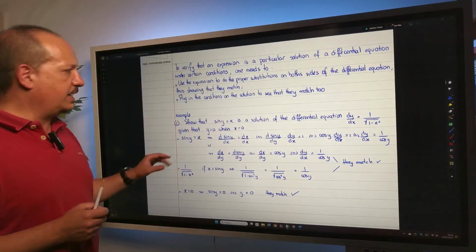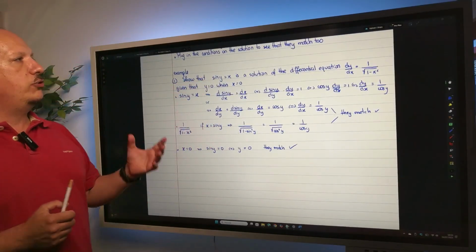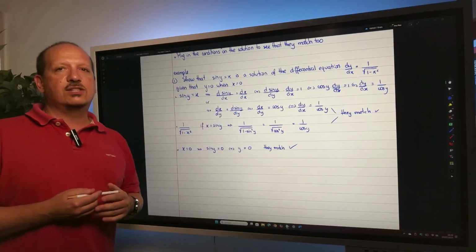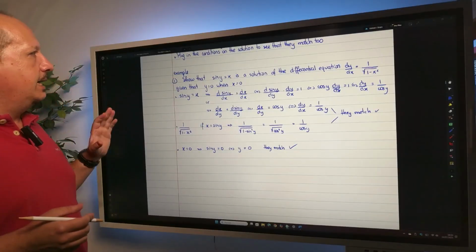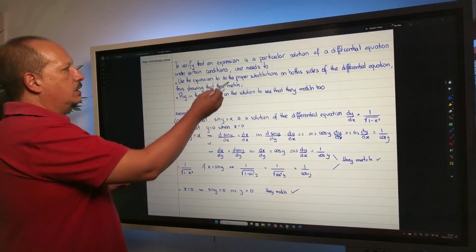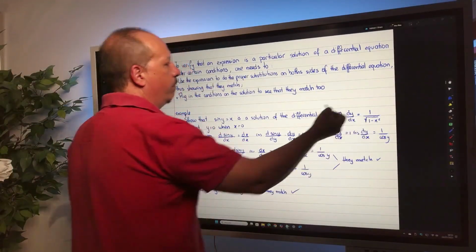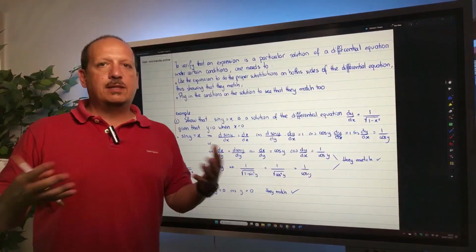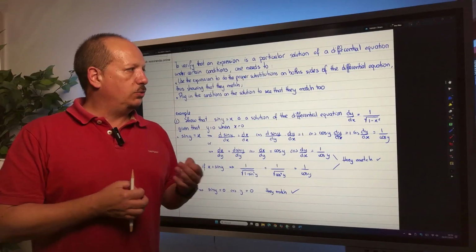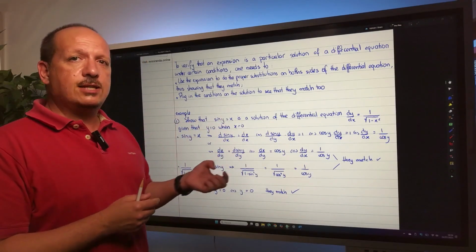Okay, so an example. Show that sine of y equals x is a solution of the differential equation dy by dx equals 1 over square root of 1 minus x squared. Okay, so again, what is the first step? Use the expression, this one, to do the proper substitutions on both sides of the differential equation. And you may need to operate mathematical steps in order to do that, so that you'll eventually end up with two expressions that should be the same.